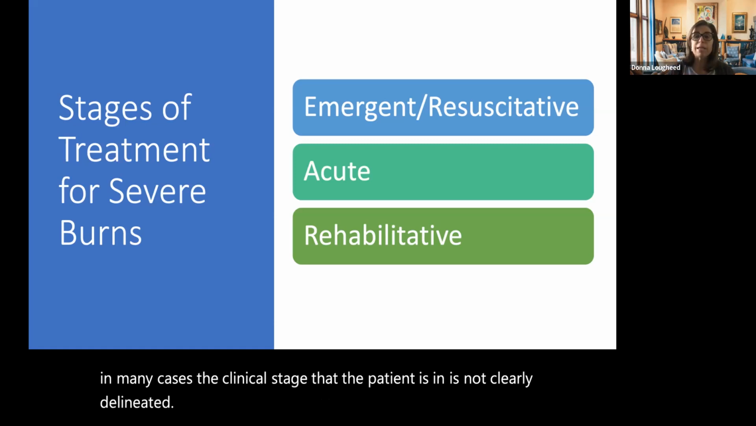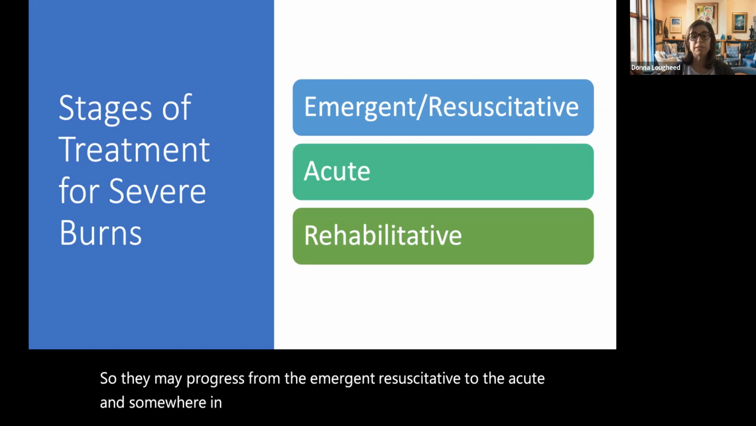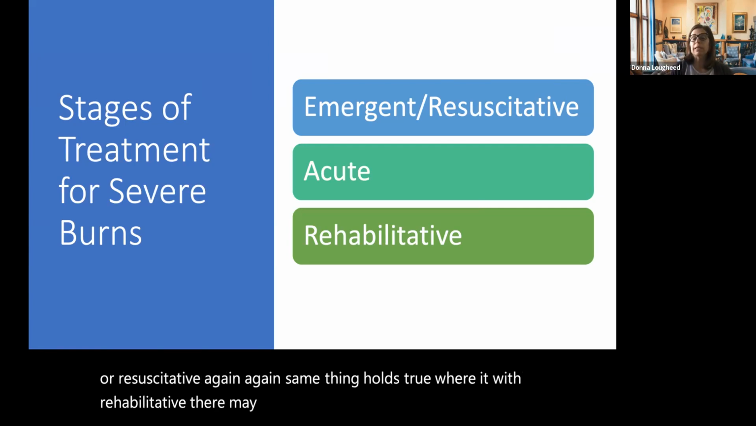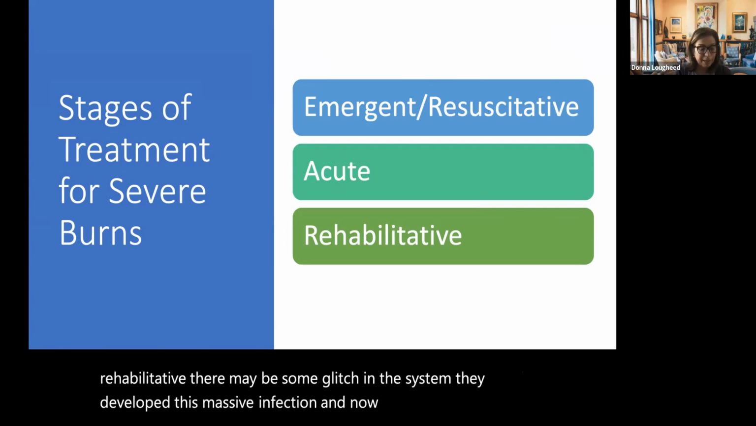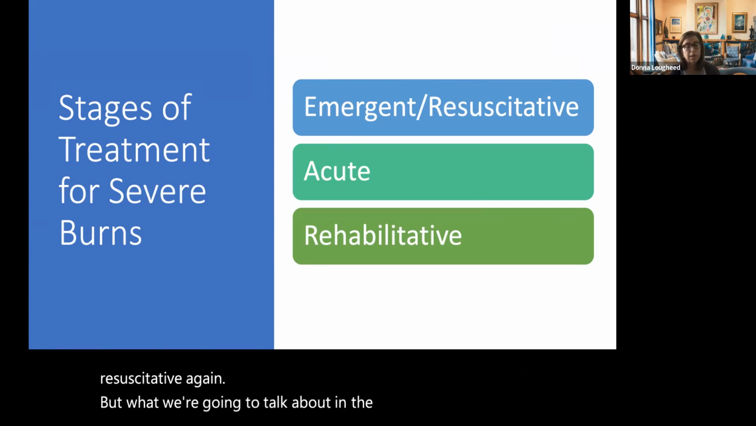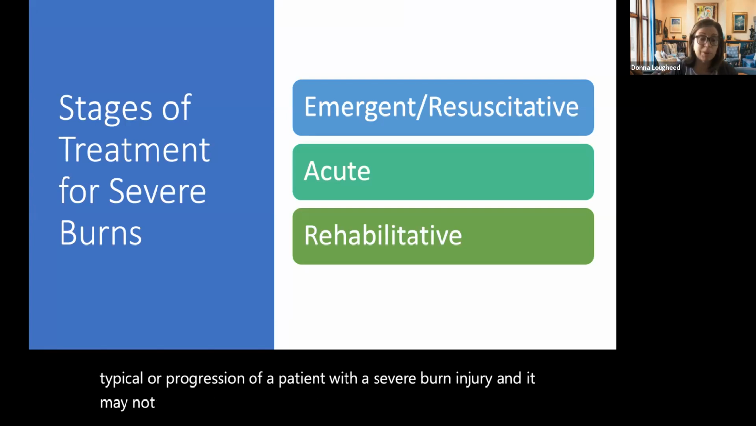So they may progress from the emergent resuscitative to the acute, and somewhere in that acute phase, they may become emergent resuscitative again. Same thing holds true with rehabilitative. There may be some glitch in the system. They develop this massive infection, and now they're emergent resuscitative again. But what we're going to talk about in the next several slides is the typical presentation or progression of a patient with a severe burn injury. And it may not apply to some burn patients.